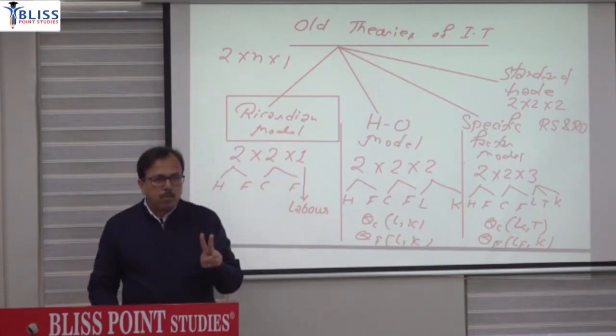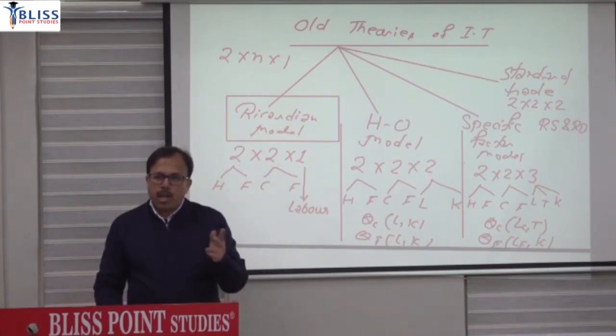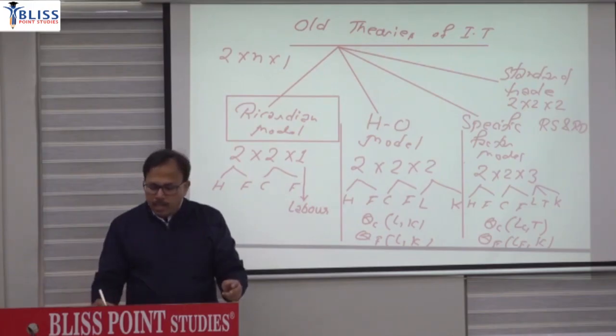Two countries producing n number of goods. A country could be producing apple, banana, cherry and so on.